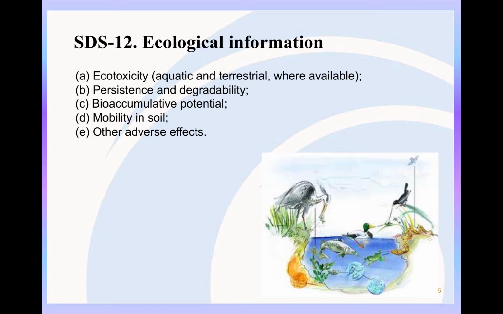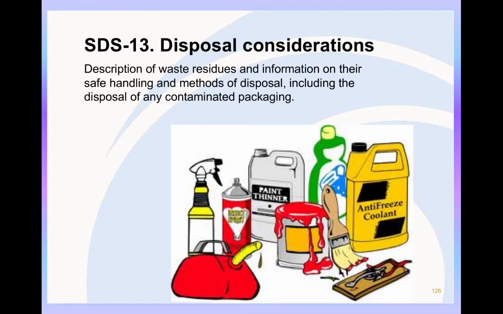Section 12 is ecological information. Okay, ecotoxicity, aquatic, terrestrial, where available. Persistence and degradability, what's its half-life? What's it going to do? Bioaccumulative potential. Mobility in soil and other adverse effects. How's it going to affect our environment if a spill happens, or even during the regular standards of use?